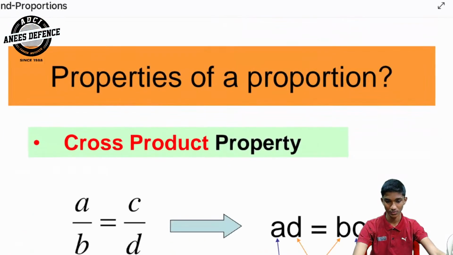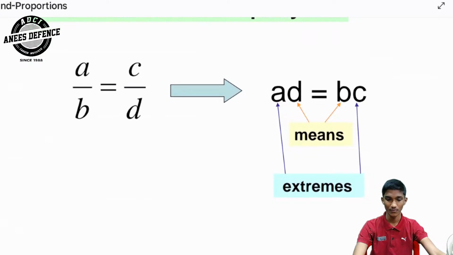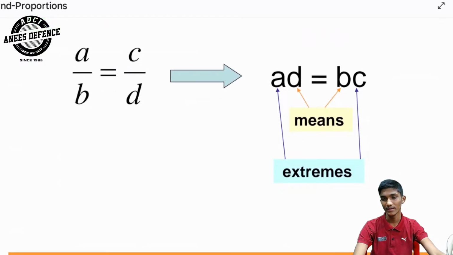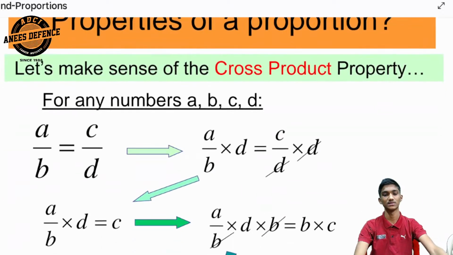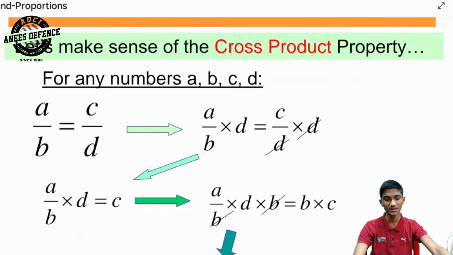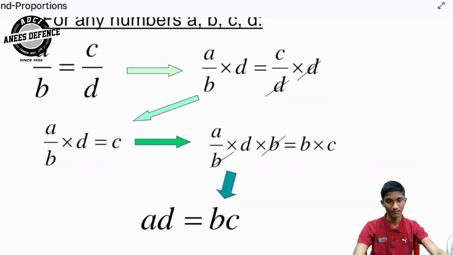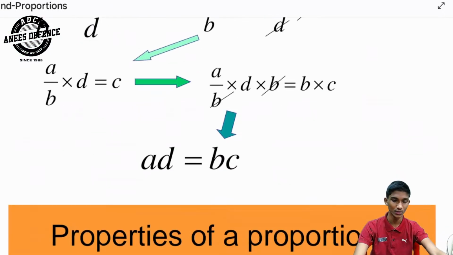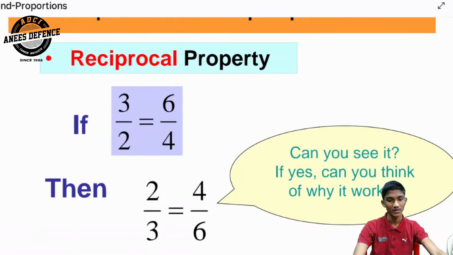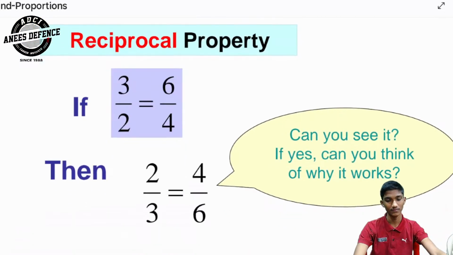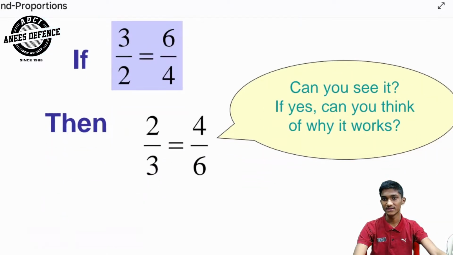Again, the cross product property: A upon B is equal to C upon D, which gives AD equal to BC, the products of the extremes and the means. Let's make sense of the cross product property. For any numbers A, B, C, D, if A upon B is equal to C upon D, then by simplifying we get AD equal to BC. Next property, the reciprocal property. If 3 upon 2 is equal to 6 upon 4, then 2 upon 3 is equal to 4 by 6, by using reciprocals.